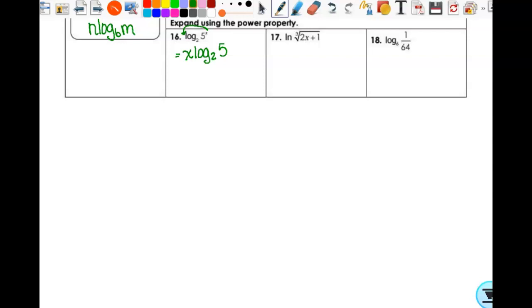On number 17, I'm supposed to expand using the power property, but I don't have an exponent. Can I rewrite that to get an exponent? Yes, I can. So this gives me the natural log of 2x plus 1 to what power? 1/3. Good. So then this becomes 1/3 times the natural log of 2x plus 1.